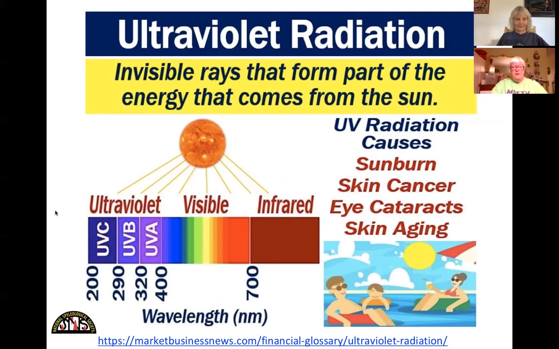UVA, the ones that cause the effects you're familiar with, but UVC, which has the shortest wavelength and is the most powerful form of ultraviolet radiation, luckily for us, doesn't reach the surface of the Earth because it's completely blocked by the ozone layer. So organisms have no adaptation to UVC radiation because they never see it.